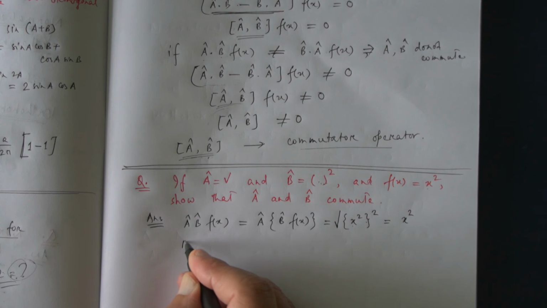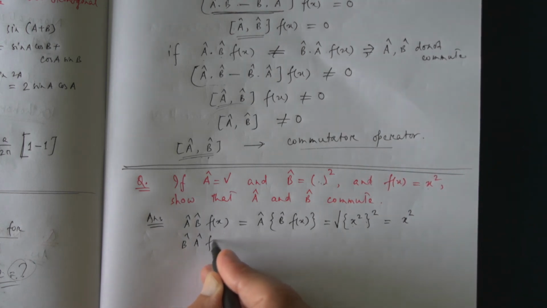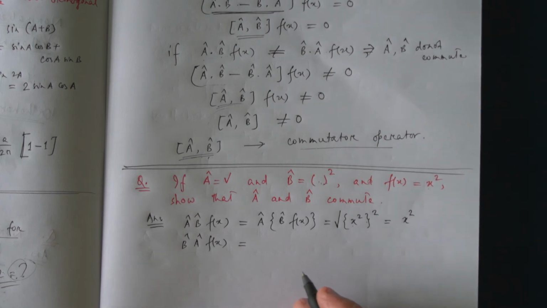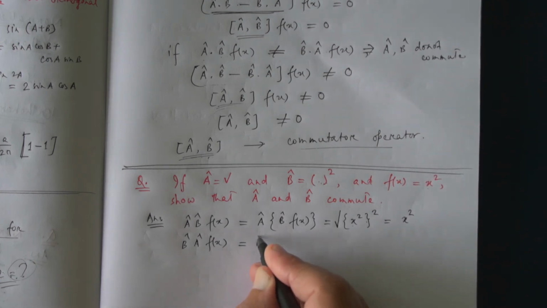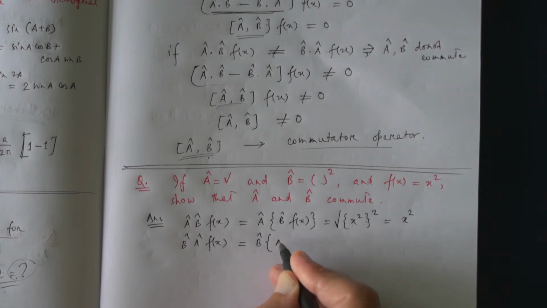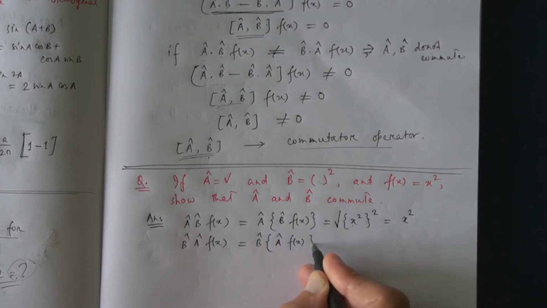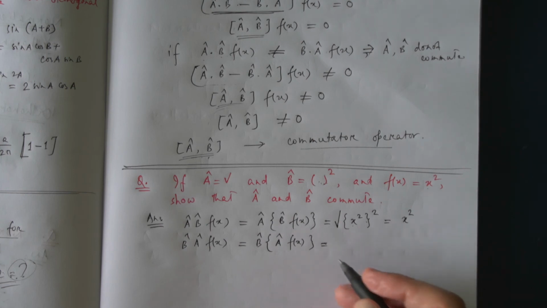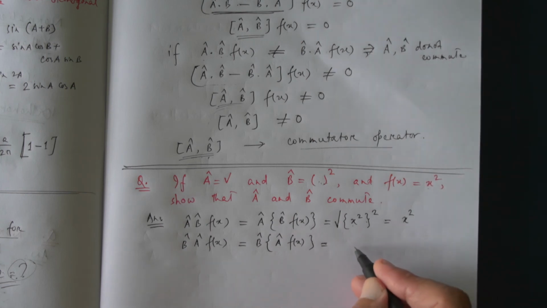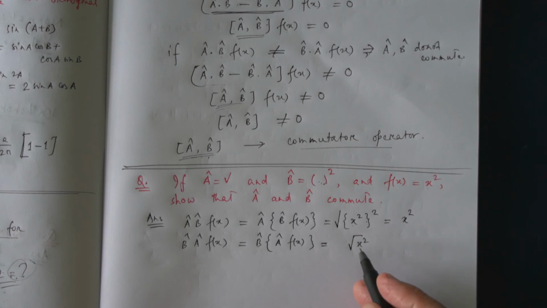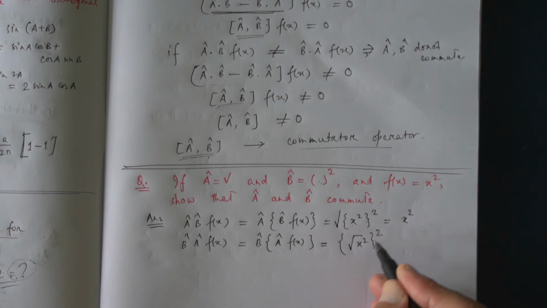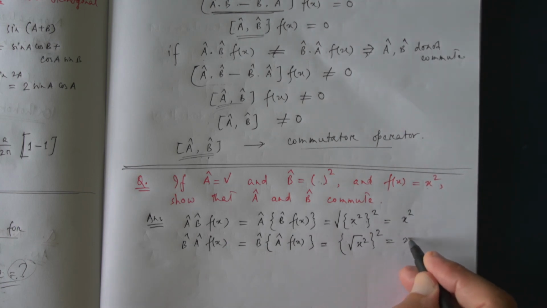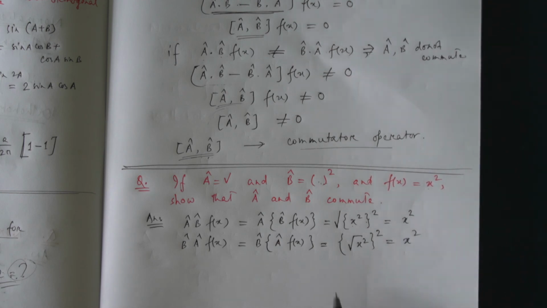Now say BA f(x). This is equal to B A f(x). B means square, and A means square root of x square, and B means square. So this is equal to again x square. That means A and B commute.